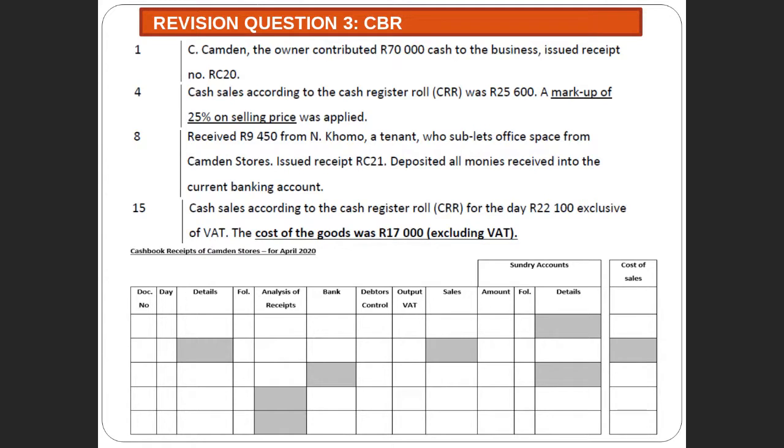How will I record the first one? Obviously the date, guys, I know the date, so I'm not gonna wait for you for the date. The date will be the first. And then the document number is going to be RC20.